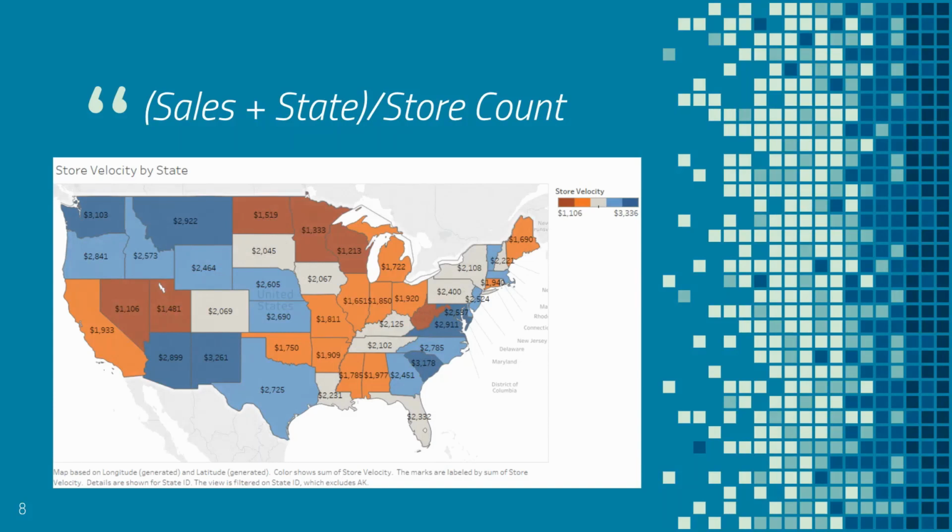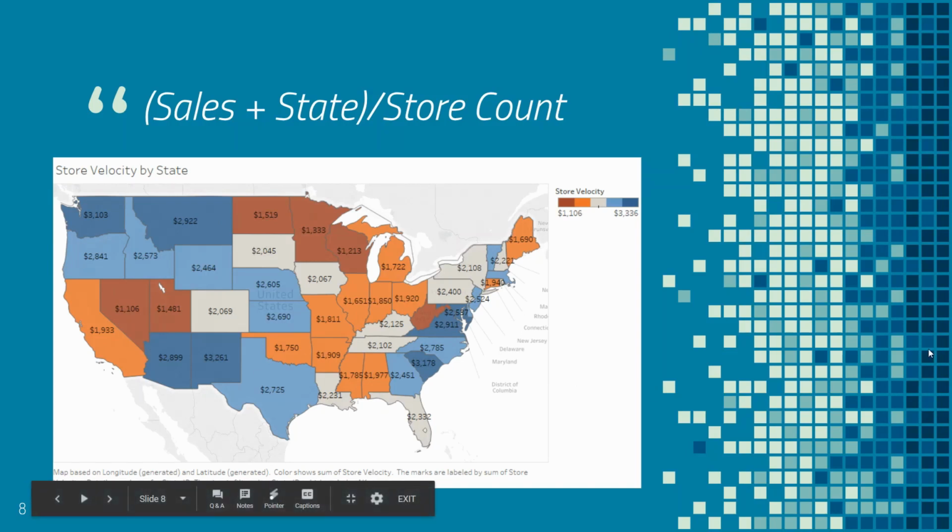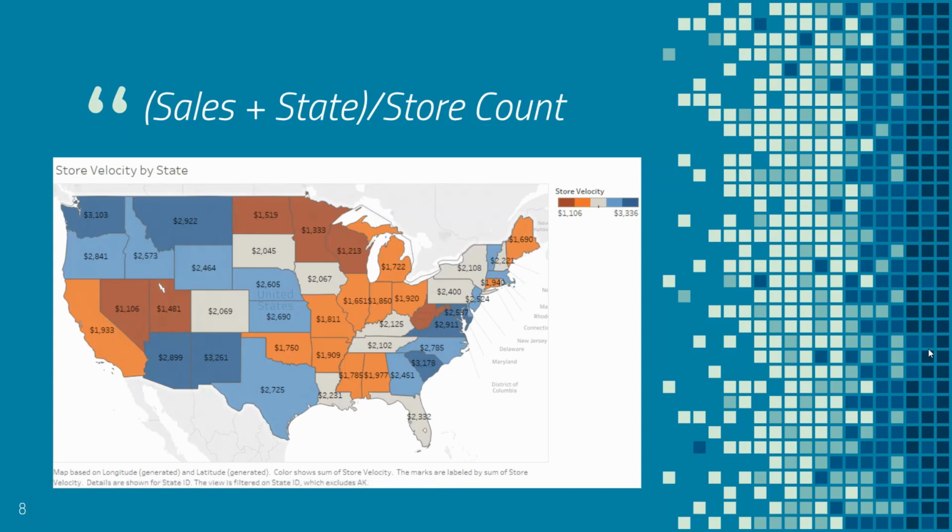Well, let's divide it by store count. So now we're doing sales by state divided by store count, and this is a much more accurate, in my opinion, image of what's going on in this organization. Looks like we're doing very well in these states and in these states, and also the border states as well. So that gives you a much better image of what the actual sales trends are like within this organization.